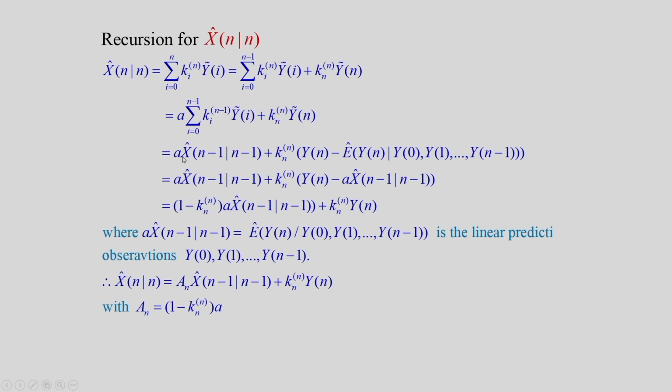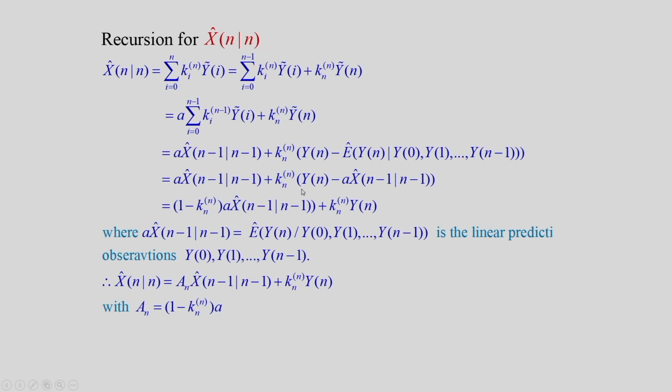So, therefore, this will be a times x hat n minus 1 given n minus 1, plus k_{n,n} into yn minus that prediction error, which is given by E cap, that is the LMMSE estimator of yn from y0, y1 up to yn minus 1. And we have already observed that this is equal to A times x at n minus 1 given n minus 1, that we have derived earlier.